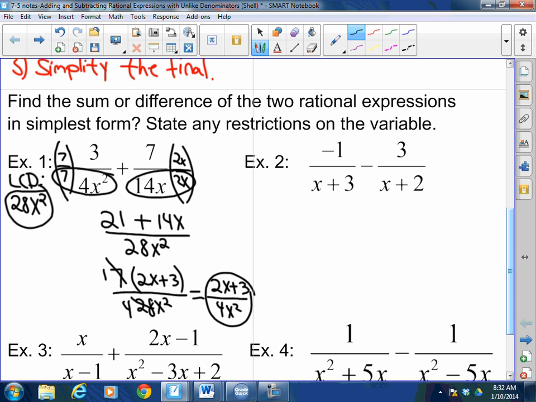Could I have taken out a 7 from everything in the beginning here? Yes, sir. I just wanted to show step by step why I was doing that. But yes, sir. Does that make sense? Cool beans.